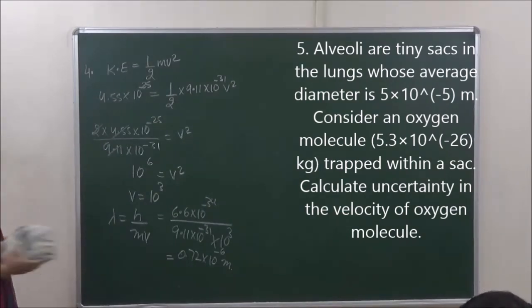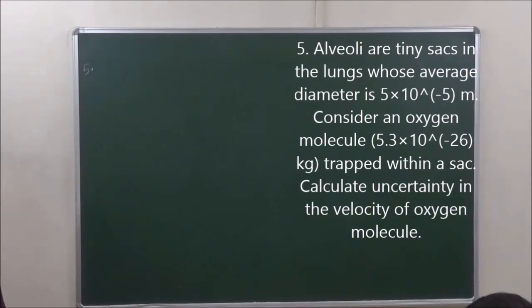Let's go to question number 5. Question number 5 is: alveoli are tiny sacs in the lungs whose average diameter is 5 into 10 raised to power minus 5 meters. Consider an oxygen molecule, 5.3 into 10 raised to power minus 26 kg, trapped within a sac. Calculate the uncertainty in the velocity of the oxygen molecule.